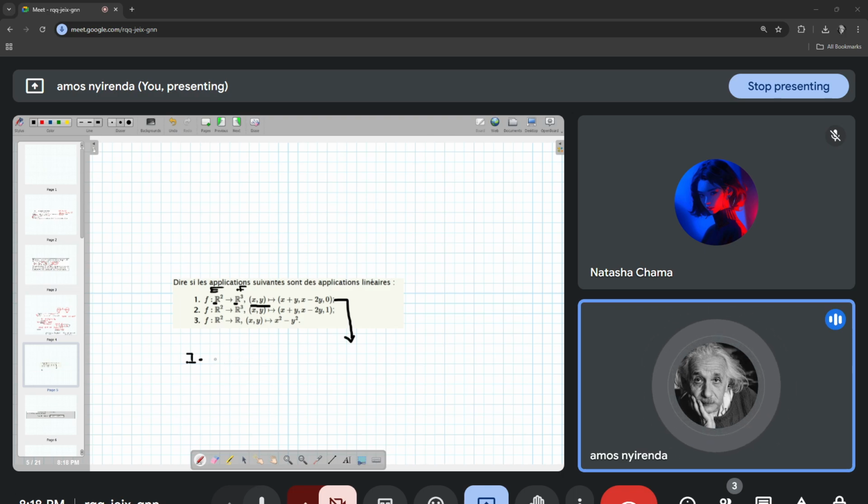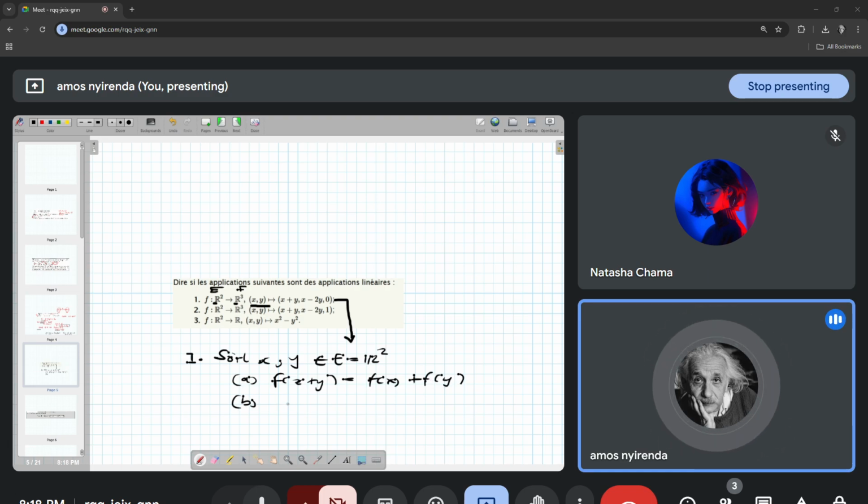The first thing that we must try to verify is that if I take any two elements, let x, y, any two elements in E, in this case E is equal to R squared, the first thing that I want to check here is whether f of x plus y is equal to f of x plus f of y, like so.